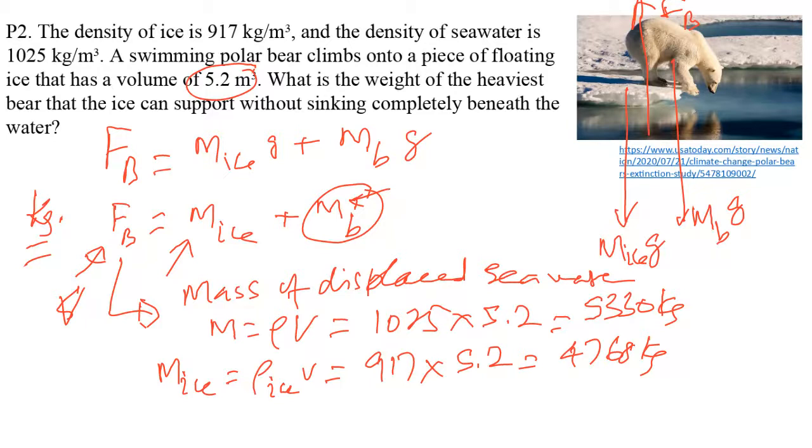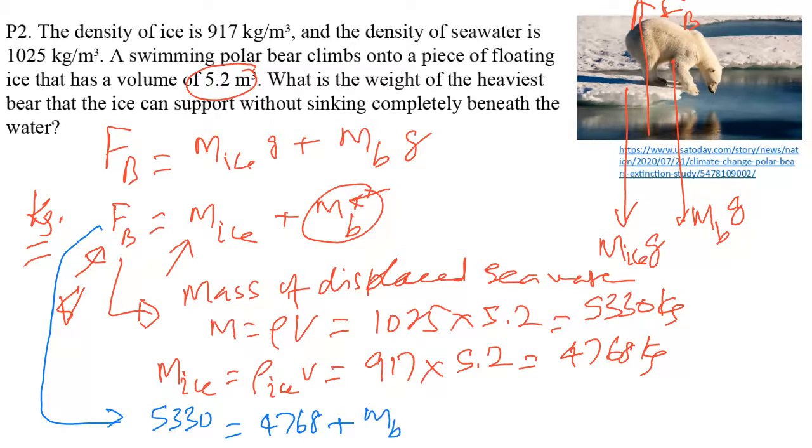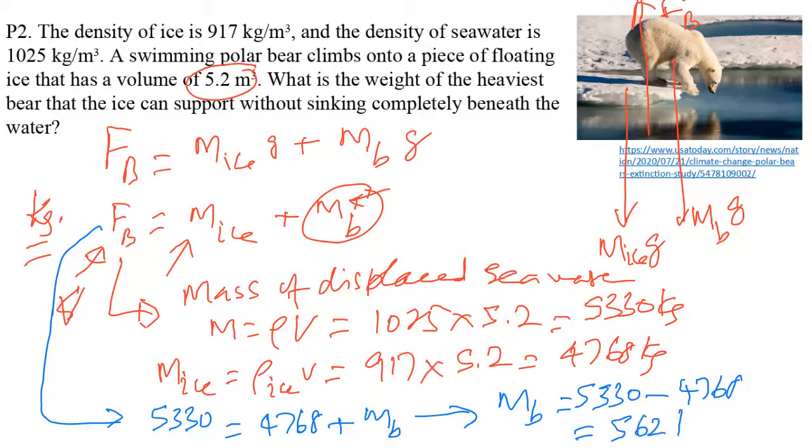Now let me go back and use this equation. The buoyant force we figured out, 5330. So 5330 equals mass of the ice, which we figured out, 4768, plus mass of the bear. From this we can find the mass of the bear by subtracting 4768 from 5330. 5330 minus 4768 will give you the mass of the heaviest bear, and that'll be 562 kilograms. So that's the way you do that.